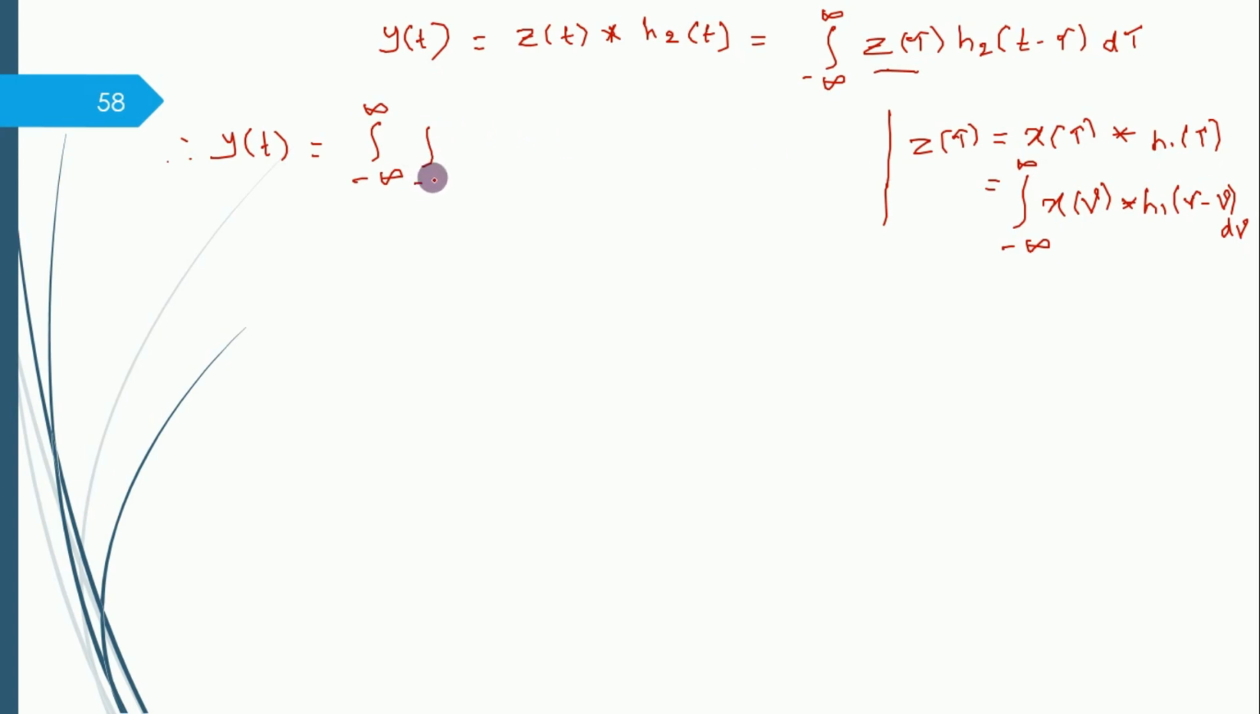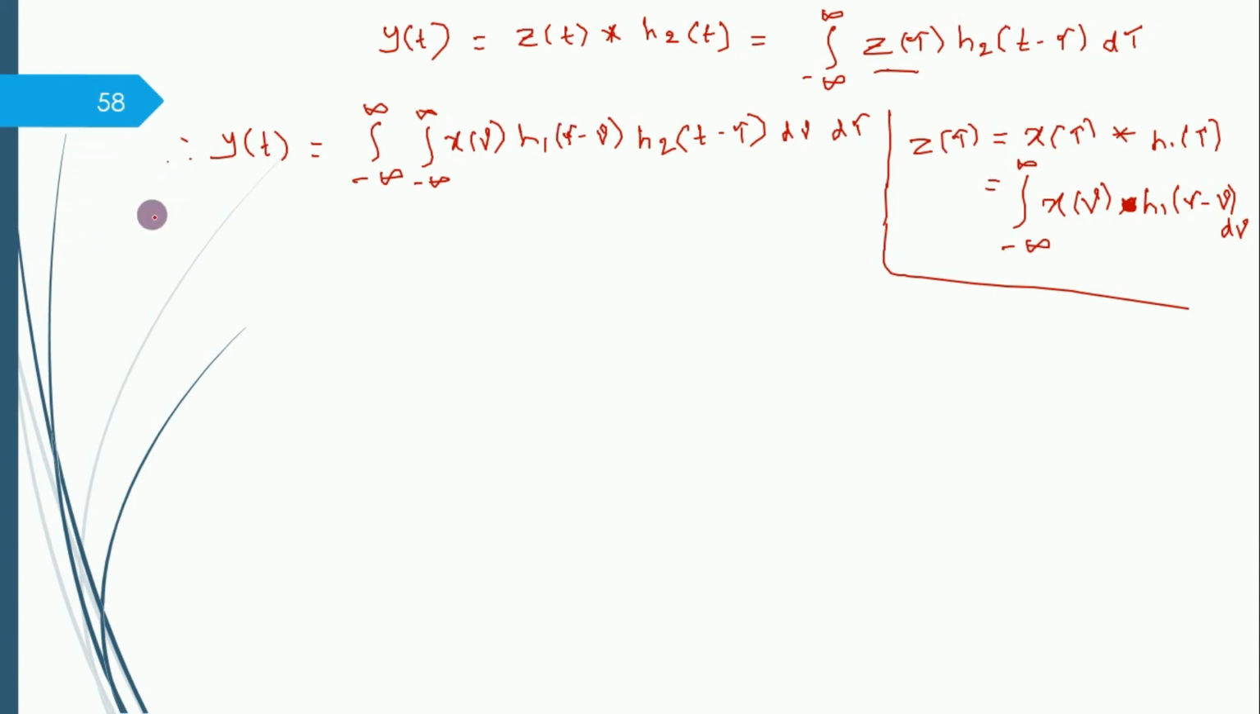So one more integration from minus infinity to plus infinity x of v, here it is a product, not a convolution, h1 of tau minus v. Now what is left? h2 of t minus tau. I am left with dv and d tau. Okay, so this is the formula. Carefully you need to write.